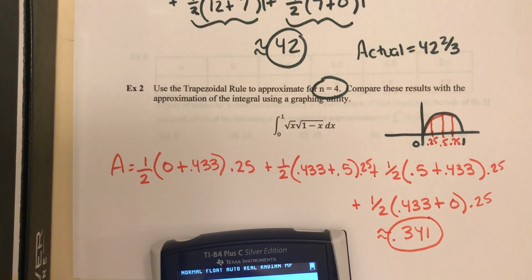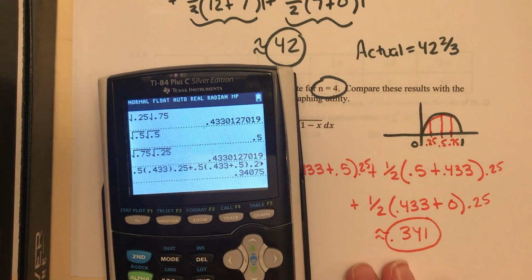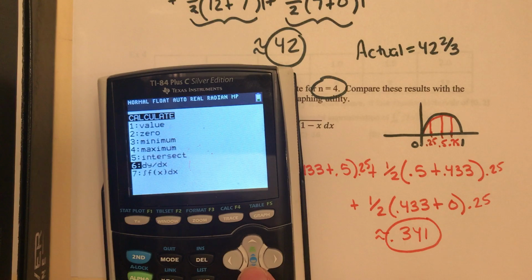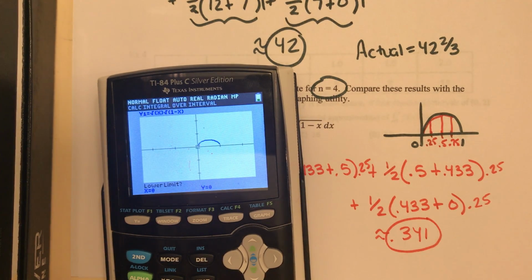So let's compare that to the actual answer. So what I'm going to do next is go to my graph again, second trace, take the integral. I'm going to go from 0 to 1. It fills it in. The actual answer is 0.393.